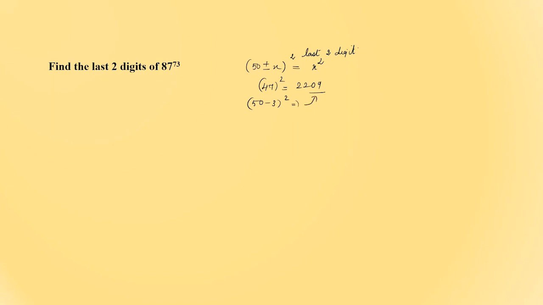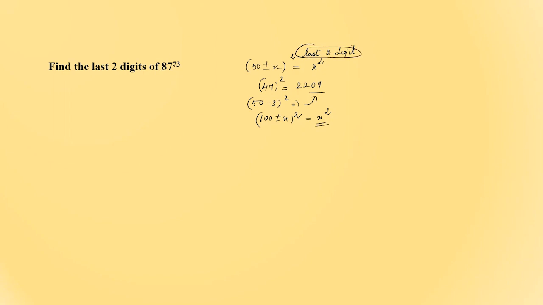Now does this apply only for 50s? It also applies for multiples of 50s, typically when the last two digits become 00 when you square it. So the same thing holds for (100 plus or minus x) whole square, or (150 plus or minus x) whole square, everything. The last two digits of the number would be the same as the last two digits of x square. I'm talking only about the last two digits, my dear.